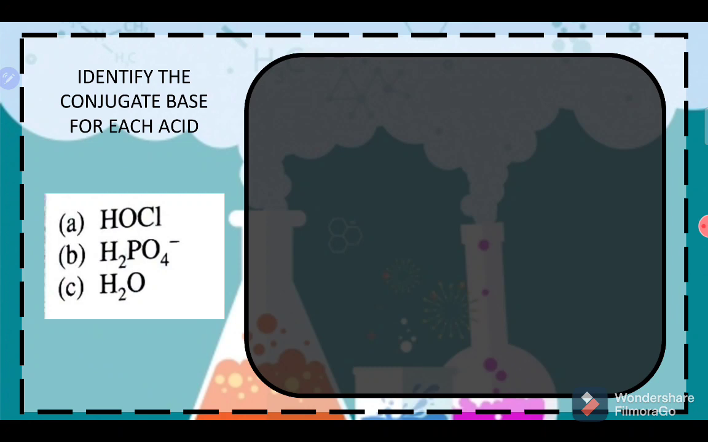So, let us identify the conjugate base for each acid. All of these given substances are acids. Now, let's identify their conjugate bases. For letter A, as HOCl donates its hydrogen, the resulting conjugate base will become OCl, and the charge of this will be negative because of the loss of a hydrogen ion and the decrease in its charge.